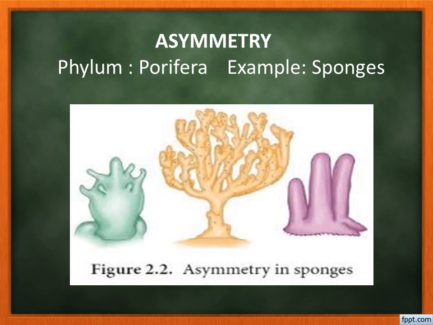The same here, phylum Porifera. Listen, phylum Porifera. Example, sponges. Look at the picture. We cannot get any two equal halves in any direction. It is called asymmetry. Understand? Okay. Shall we go to the next?